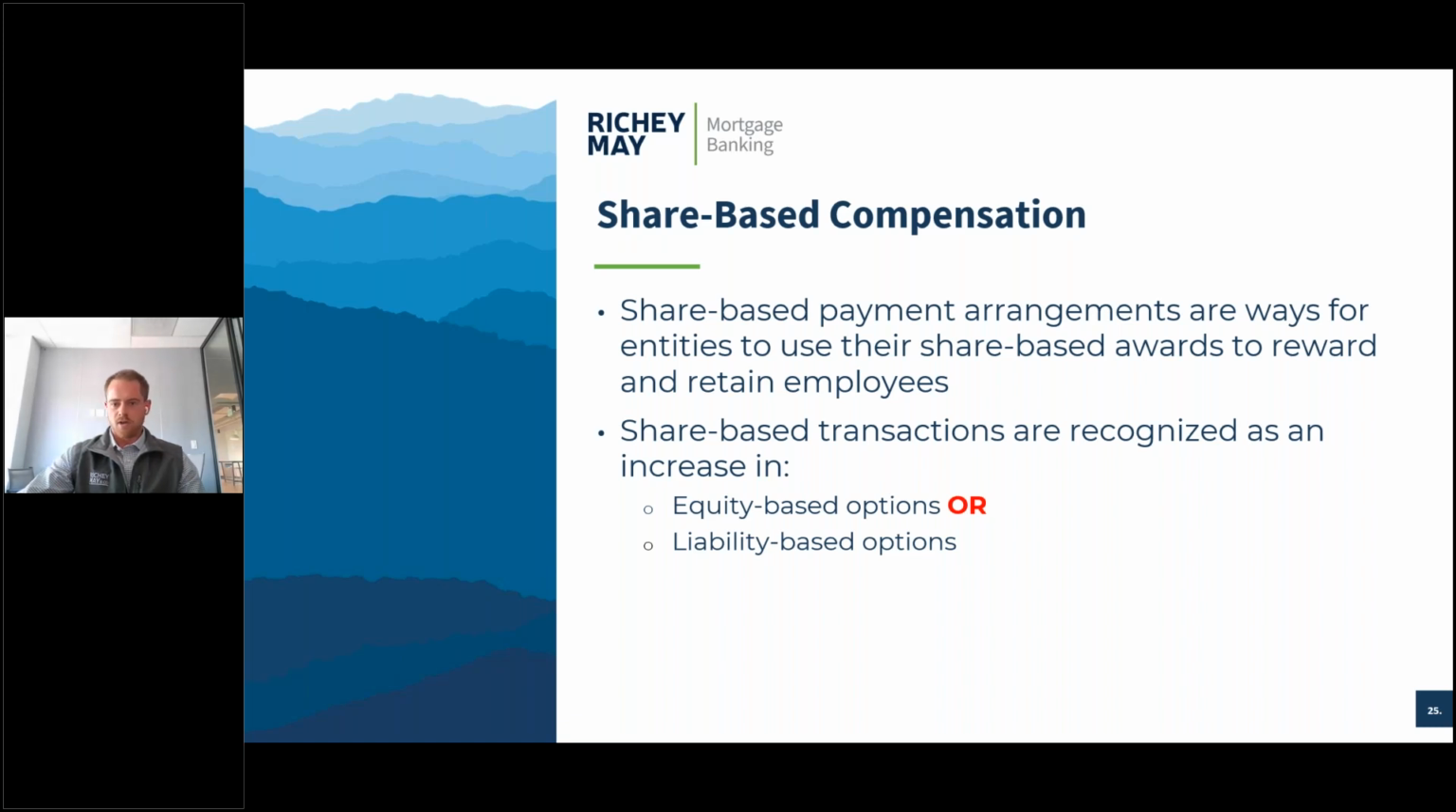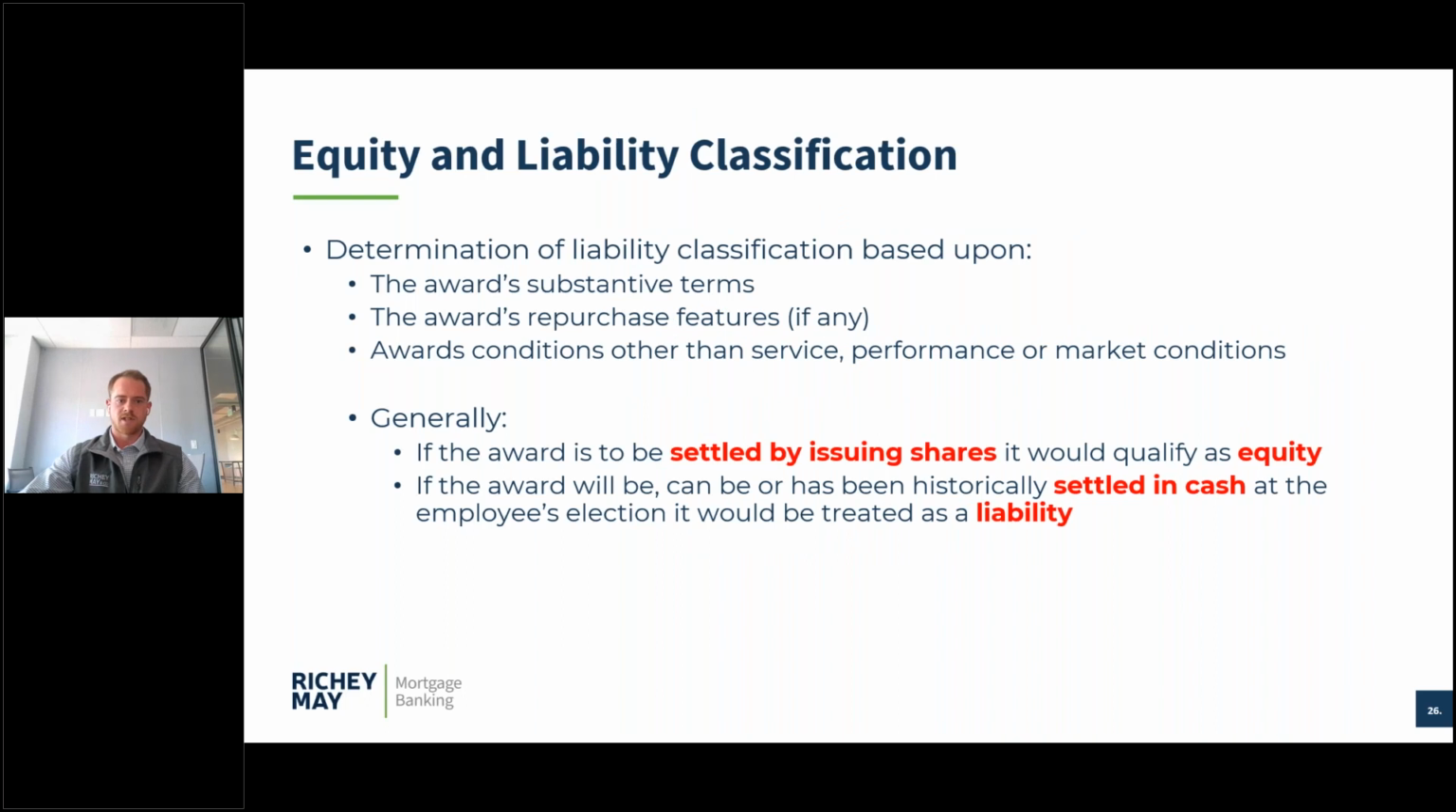So what we're going to show you now is the differences between these equity and liability classifications. The determination of the liability classification is based on the award's substantive terms, the award's repurchase features, if there are any, and then any award conditions other than service, performance, or market conditions. So generally, rule of thumb is if the award is to be settled by issuing shares, it would qualify as the equity method of classification.